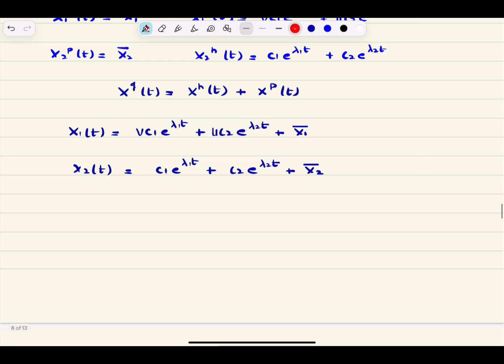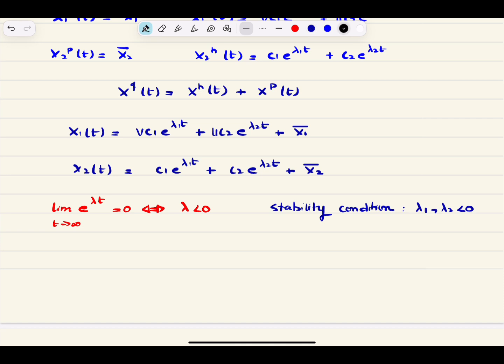Remember, for stability, the limit of e to the lambda t as t approaches infinity will be equal to 0 if and only if lambda is negative. Therefore, in this model, the stability condition is that lambda 1 and lambda 2 are both less than 0. So this is the stability requirement.